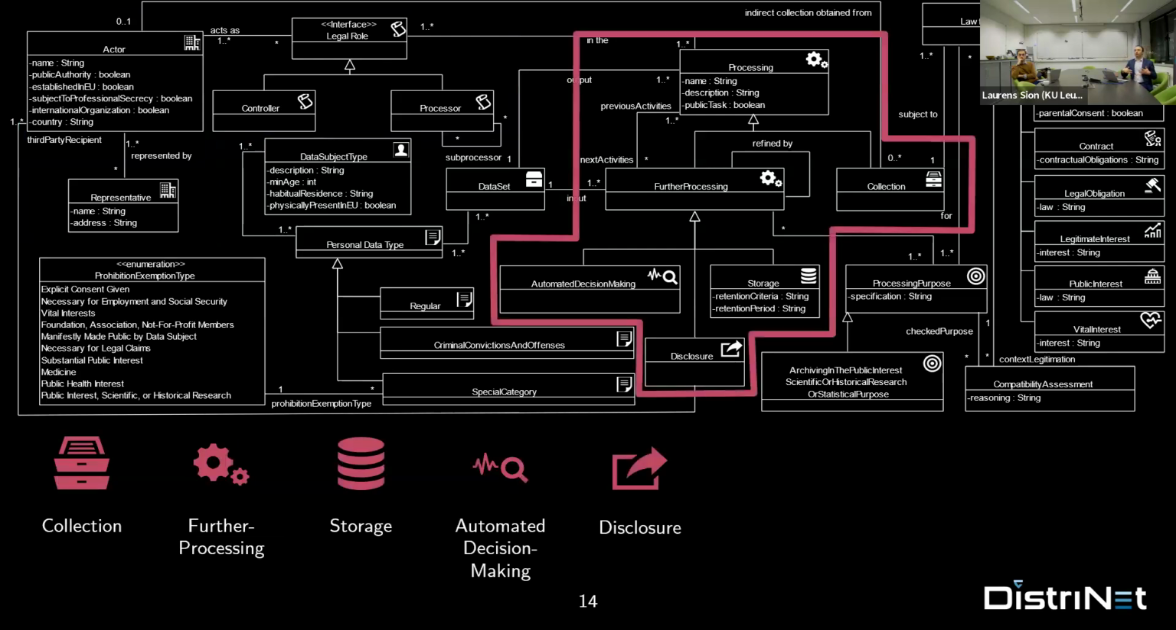Another element is, of course, reasoning about what exactly happens with the data. Again, there are a number of different concepts that are relevant from a legal perspective, whether that is a collection, a storage, where there are some additional requirements in how long data is kept, for example. Automated decision-making has some implications, disclosing data. That's why we need to make a distinction between these types of processing activities.